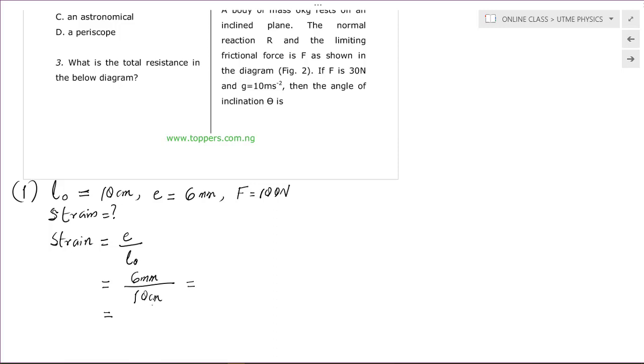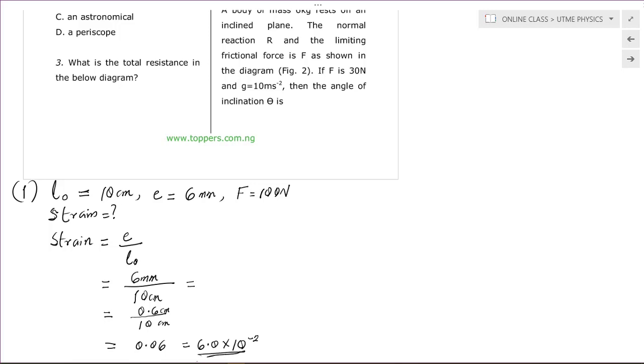If you convert 6 millimeter to centimeter, you'll be talking about 0.6 centimeter over 10 centimeter. In essence, our answer here will be 0.06 because it does not have units. Centimeter will cancel centimeter. And in essence, our answer will be 6.0 times 10 raised to power 2.